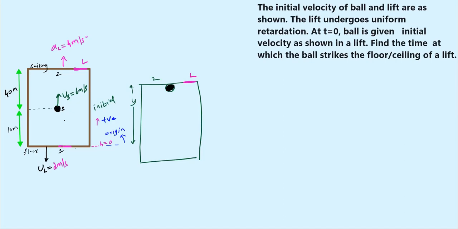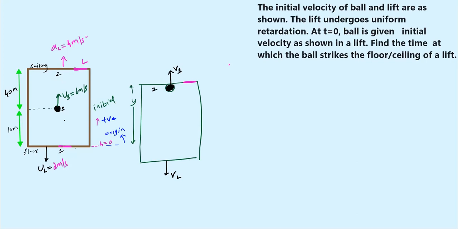I'm giving some symbols also. We can choose any origin. We can choose the floor of the lift as origin, or the ceiling of the lift as origin. Let me choose the floor as the origin, and I'll not change it. Now we'll write down all the equations. How will the ball be moving? The ball will be moving like this, and the lift will be moving in this direction.